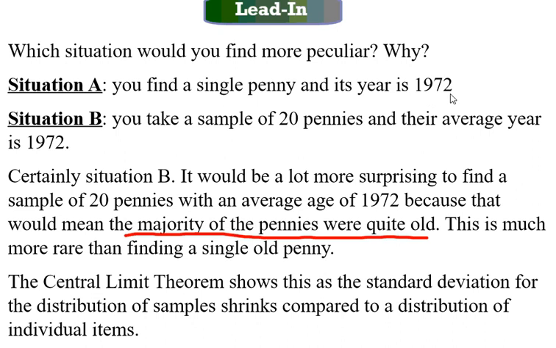So this is really what the central limit theorem is getting at. The central limit theorem shows us that the standard deviation for the distribution of samples shrinks compared to a distribution of individual items. That is, you get far less spread when you take a sample and average them than if you just find a few. So if your sample is larger, it's going to narrow in on the actual average value when you calculate the averages of all of those distributions.